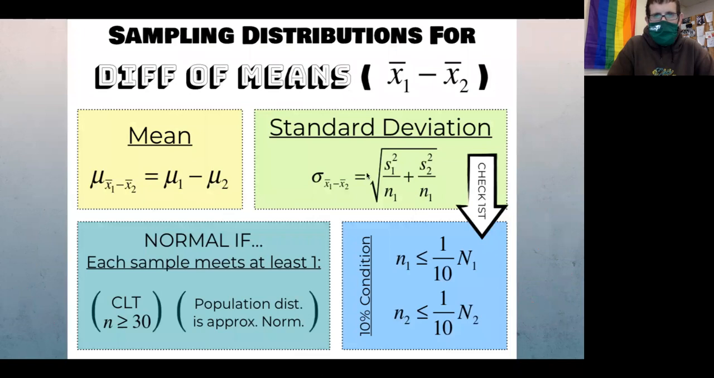Okay, and you can see it written right there. You can see our conditions that need to be met. First of all, random, that one's kind of a given. We don't include it here. The 10% condition needs to be true for both samples. And the normal condition needs to either meet the central limit theorem or the population distribution has to be approximately normal.